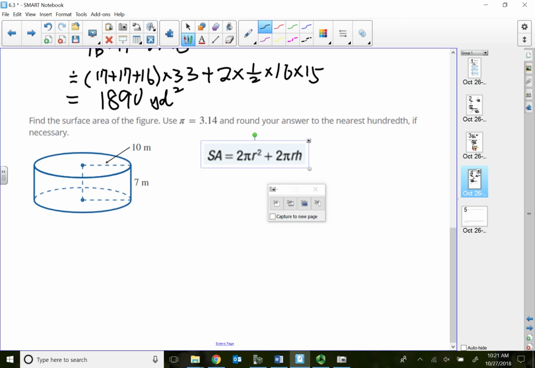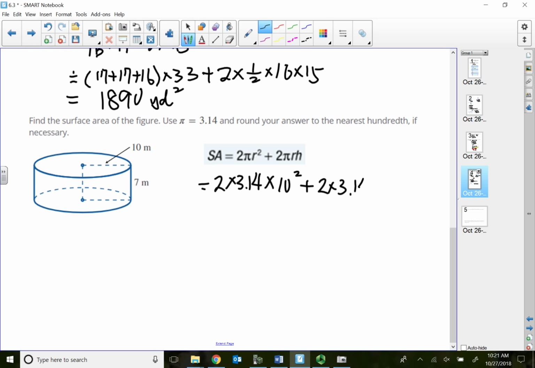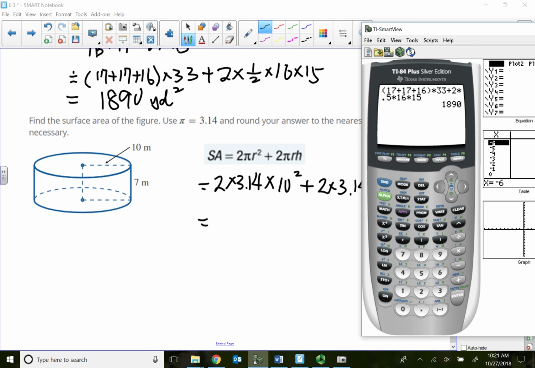All right, let's take a look. 2 times pi, which is 3.14, times radius, which is 10 squared, plus 2 times 3.14 times radius 10, but not squared this time, then times the height. The actual height is going to be 7. All right, let's see. This one is easy.